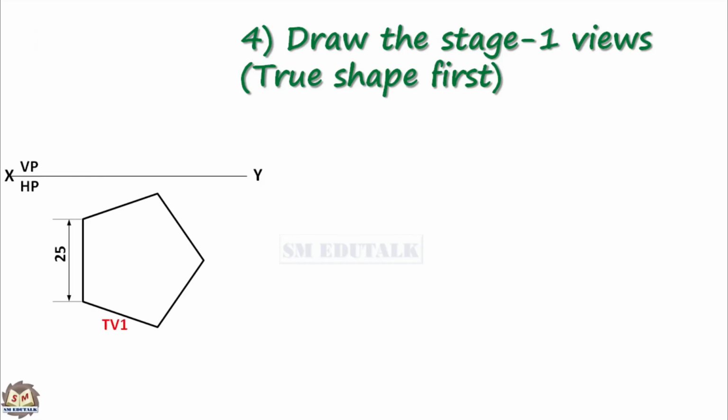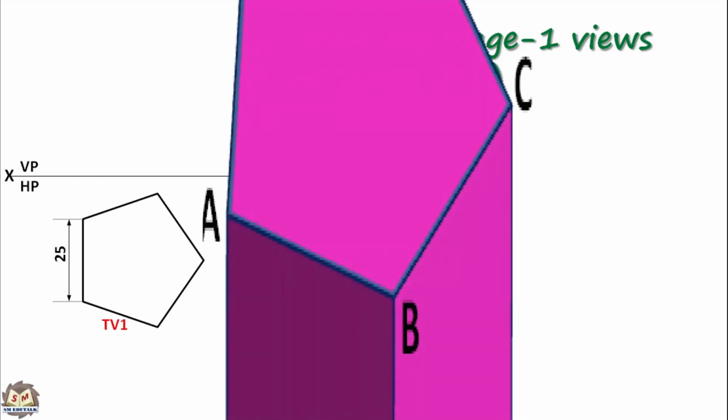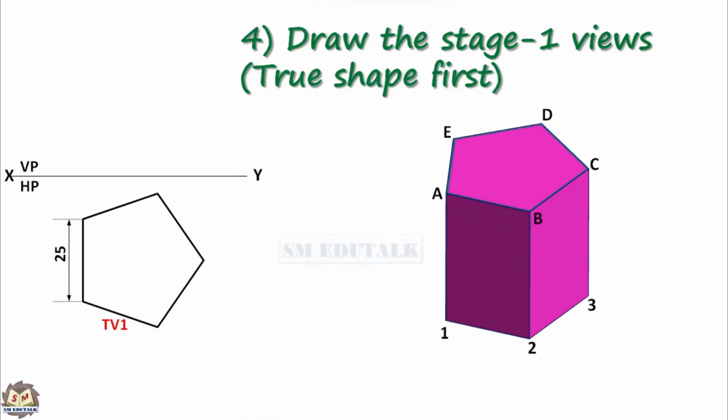Let us see how to name this top view. I used alphabets to name the top base of the pentagonal prism as A, B, C, D and E. Similarly, the bottom base is named by using numbers as 1, 2, 3, 4 and 5.